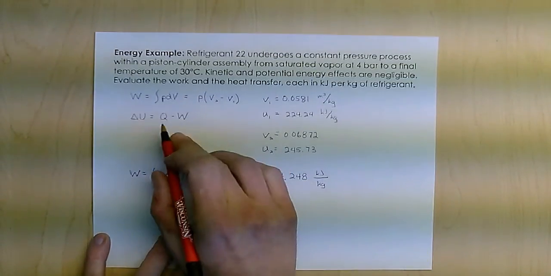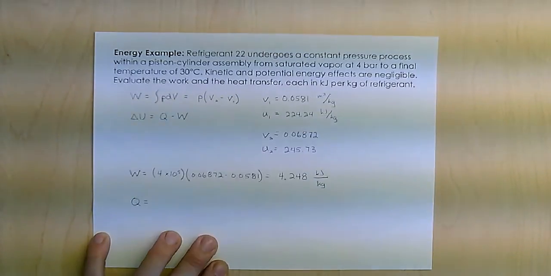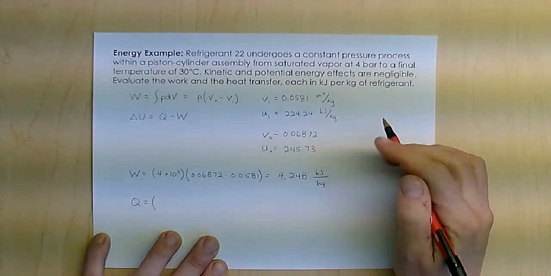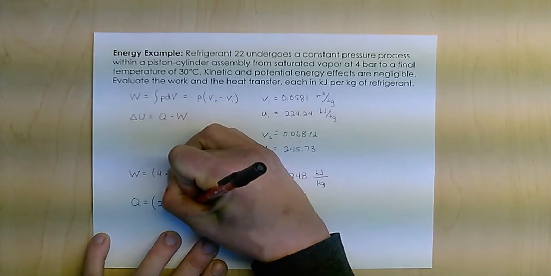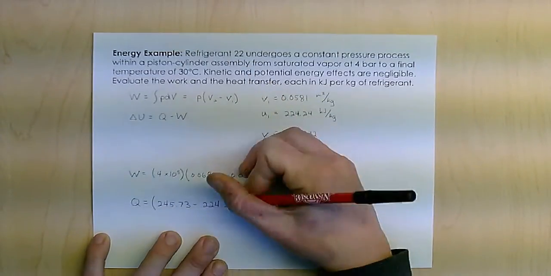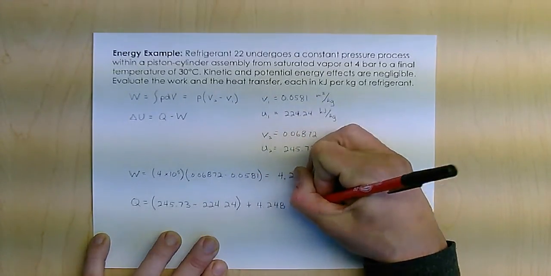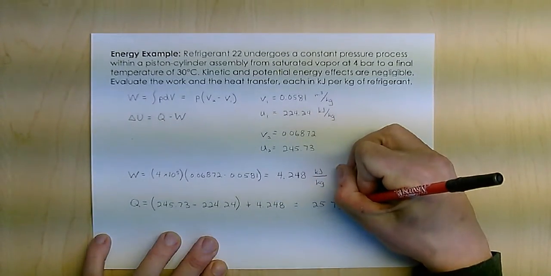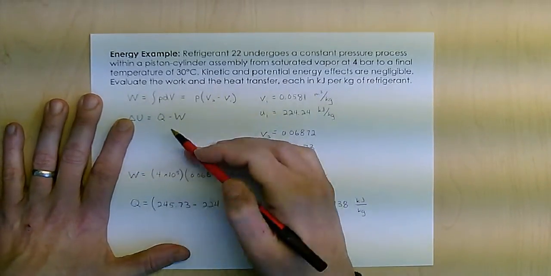Now that I have my work, I can use work and energy to find Q. So Q equals the change in energy. These are in kilojoules per kilogram, and work is in kilojoules per kilogram, so my units should work out here. So it's my final minus my initial, 245.73 minus 224.24, plus the work, because again negative comes over here, so plus 2.248 gives me a Q of 25.738 kilojoules per kilogram.